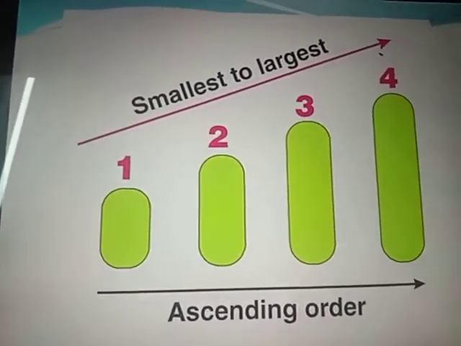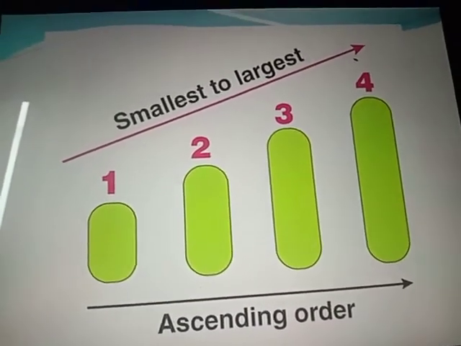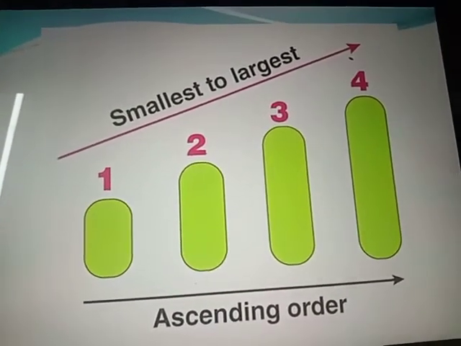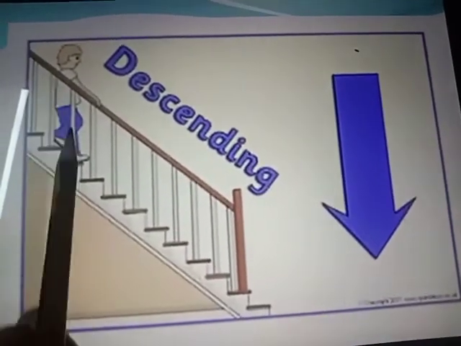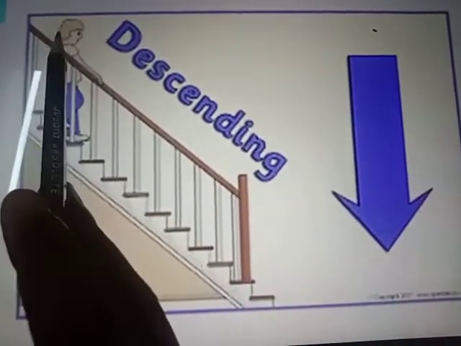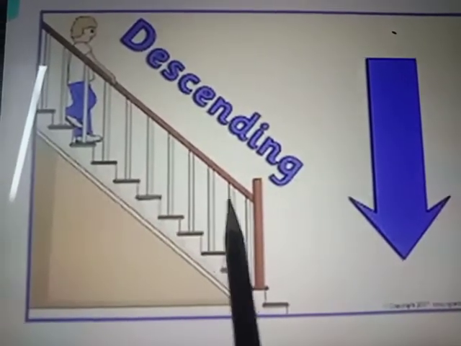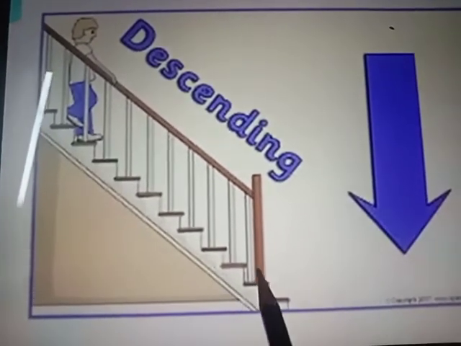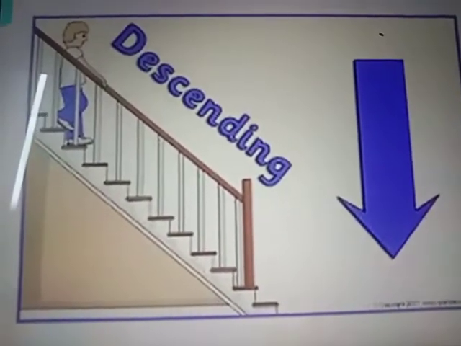Now you understood what is ascending order? Ascending order means small to big. Small to big. Now let's move to the descending order. Descending order means when you climb down the stairs. Look at this picture. The boy is at the top, yes, he's at the height. Now as he is coming down, he is going to be at the low height. Yes, now we can understand it easily with this picture.